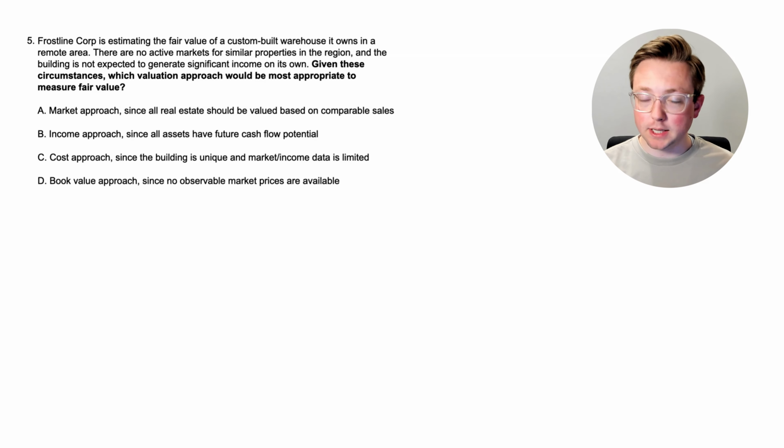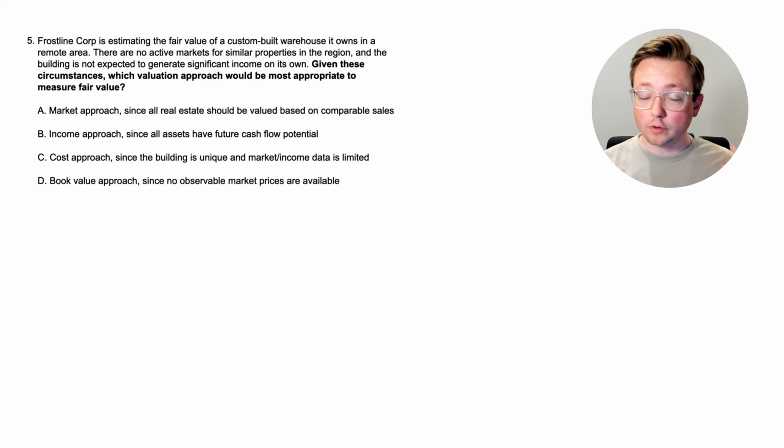So let's go through this. Option A, market approach, which we just talked about a little bit, since all real estate should be valued based on comparable sales. Option B, income approach, since all assets have future cash flow potential. Option C, cost approach, since the building is unique and market and income data is limited. Or option D, book value approach, since no observable market prices are available. So again, what approach are they going to be using to value it for the fair value in this situation?